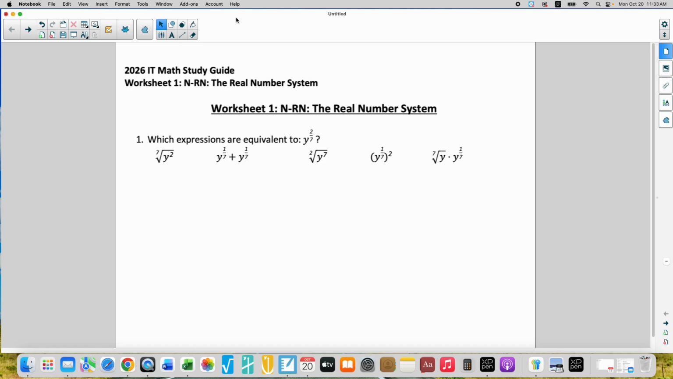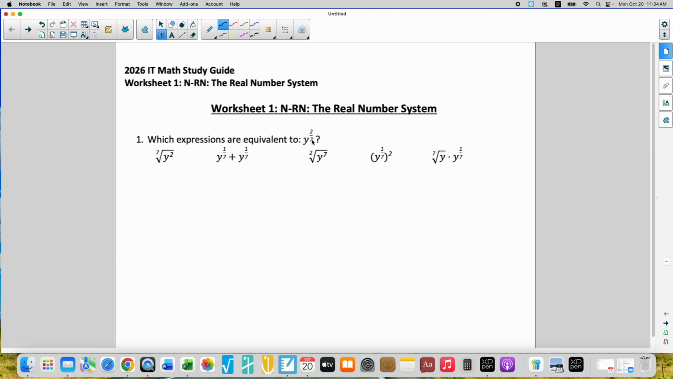2026, what will we call it? Academic Decathlon focusing on math. This is worksheet number 1, and we're going to open up with the real number system. We're going to deal with radicals.